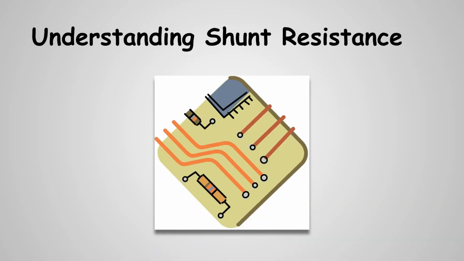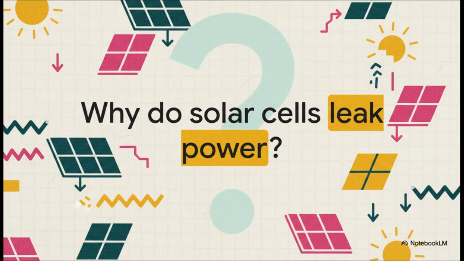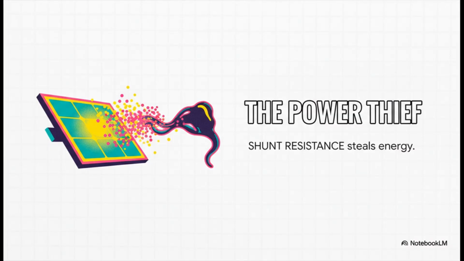All right, let's talk about a hidden flaw that's actually stealing power from solar cells. So, why do solar cells leak power anyway? A big reason is a hidden defect causing major loss. And the culprit has a name: shunt resistance. It's like a tiny power thief inside the cell.